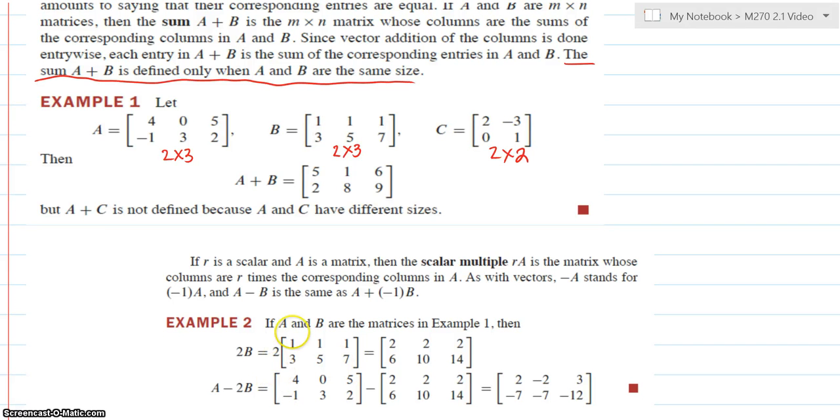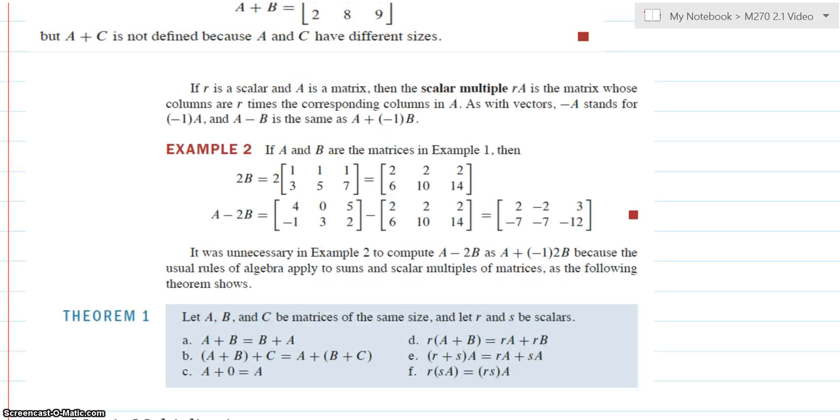So they give an example here using the same matrices as in example 1. They take 2 times B, and notice how it's 2 times each vector, so it ends up being 2 times each entry. And here's an example of A minus 2B, so then they're going to take, here's the A, the original A, and then they take that 2 times B and they subtract them now. So you get 4 minus 2, and then -7 for -1 minus 6, and they do it for each one, 0 minus 2 and a -7, and the last column 3 and a -12.